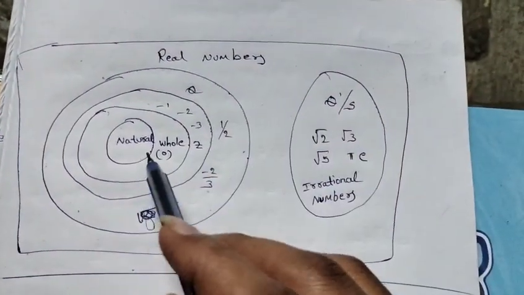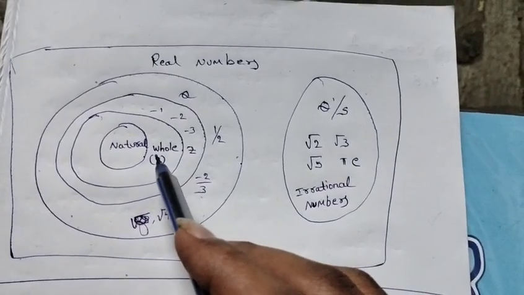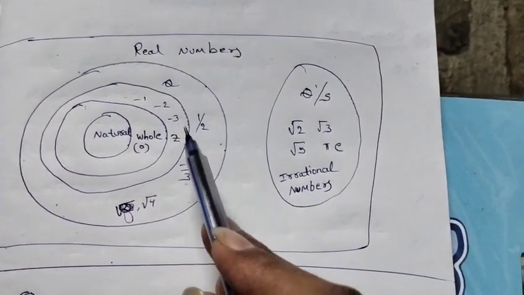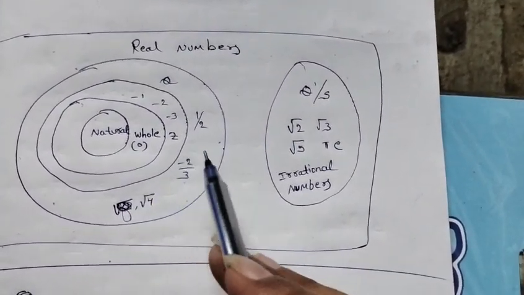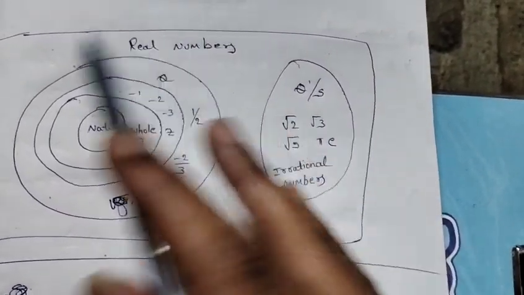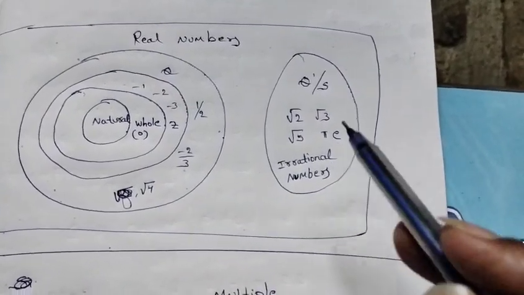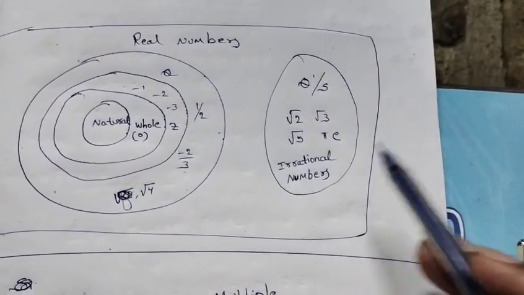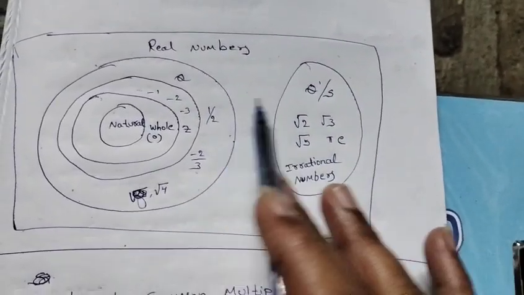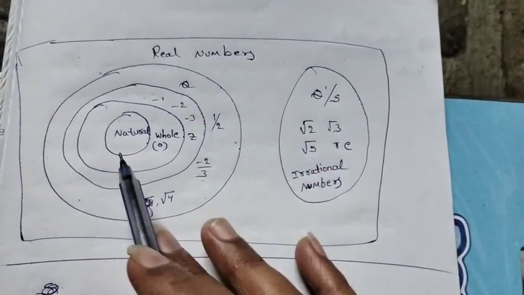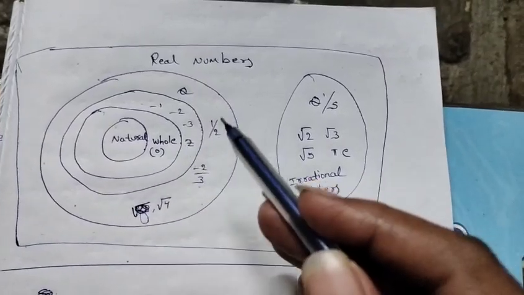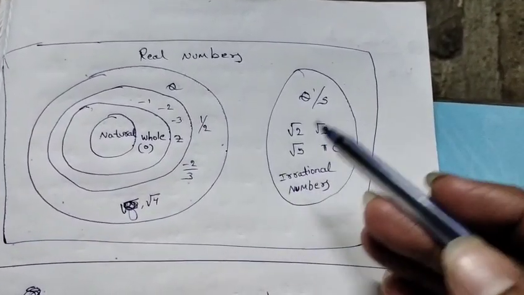Here are natural numbers; above natural numbers, whole numbers, where we add 0; and above that, integers: -3, -2, -1, 0, 1, 2, 3. Above that, rational numbers: root 4, -2 by 3, 1 by 2, and so on. On the other side we take irrational numbers: root 2, root 5, root 3, pi, e. We combine both as real numbers. So what we have discussed: natural numbers, whole numbers, integers, rational numbers, and irrational numbers.